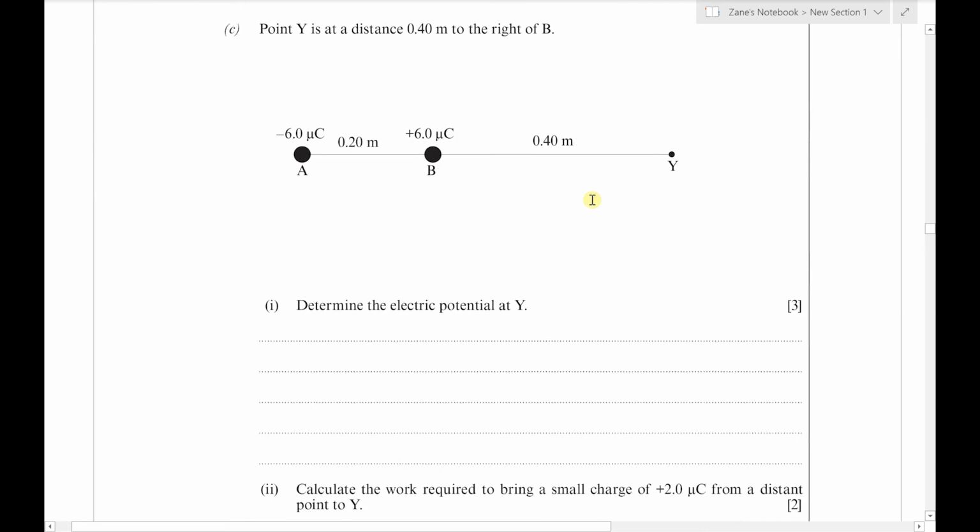Next we've got some point Y, which is a distance 0.4 meters to the right of B, and we've got to calculate the electrical potential at Y. Well, the formula for electrical potential is 1/4 pi epsilon naught Q over R.